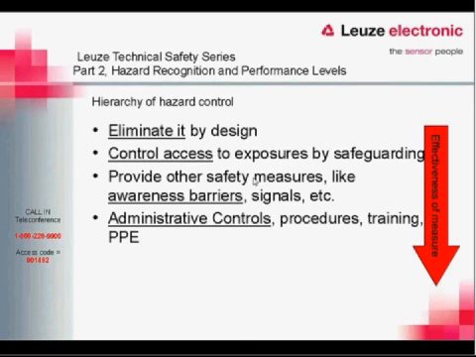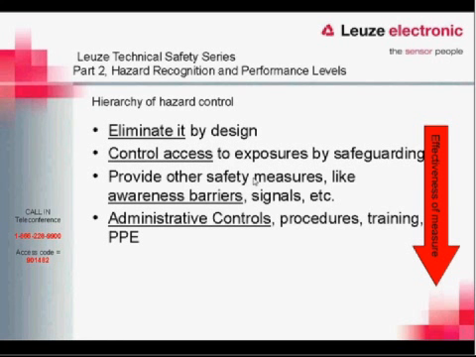So how can we get rid of these risks once we find them? Well, the hierarchical method would be to start from the top and move down to the bottom by effectiveness. So first, eliminate it by design. If we can get rid of that risk completely, take that hazard completely out of the machine, obviously that's the best way to do it. Then we don't have to worry about it anymore.